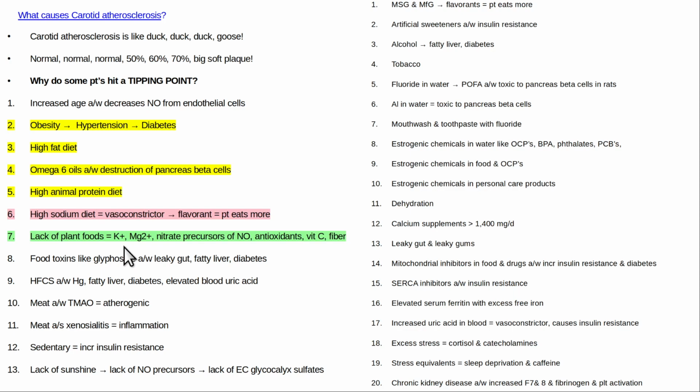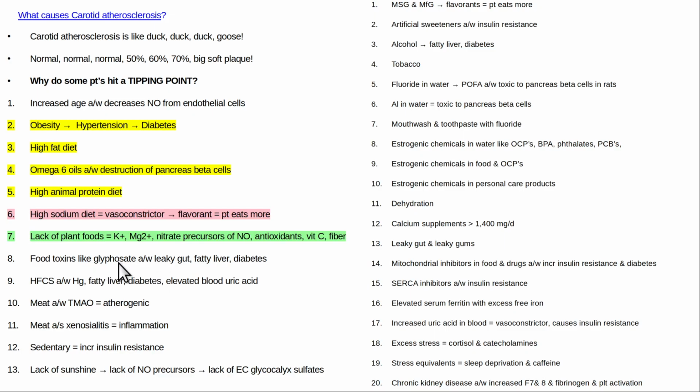A lack of plant foods is the problem because basically the common stuff in plants is antithrombotic. The potassium, the magnesium, the nitrate precursors of nitric oxide, the antioxidants, the vitamin C, maintaining the collagen of the arterial wall, and the dietary fiber, preventing leaky gut and postprandial endotoxemia, bacterial endotoxins being prothrombotic, causing dense matted deposits, amyloid mechanism of clotting in the blood.